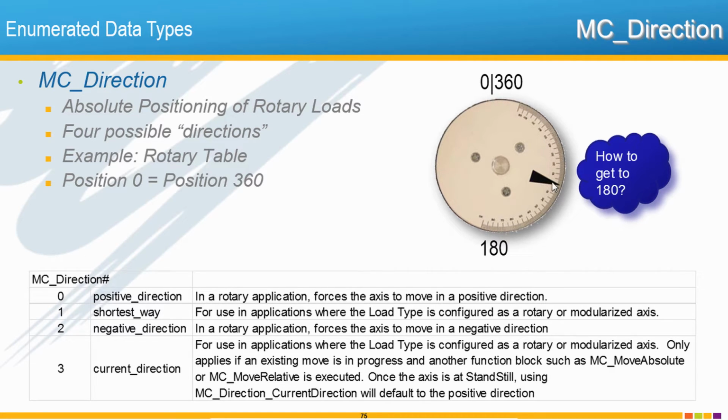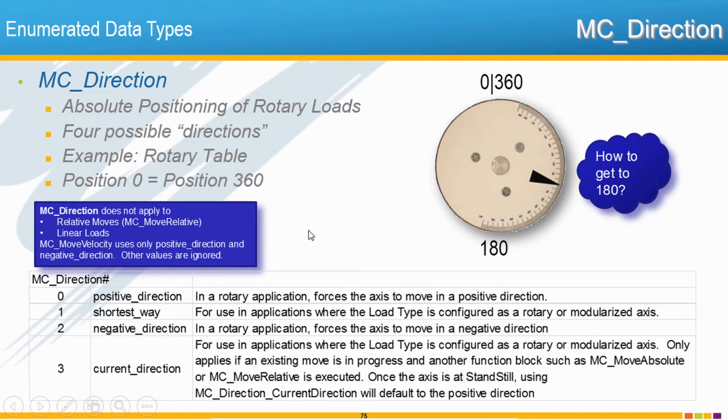In this case, we're saying it's at 360 or 0 degrees. And so that means that one of the 2 directions is the shortest way, the other way is the longest way. And another option is to just keep going the current direction rather than reversing. Go the current direction of whatever the previous move had been to arrive at the final absolute position. So this concept of shortest way and current direction really only applies to this specific case of absolute positioning of a rotary load that's been set up with this modulus.